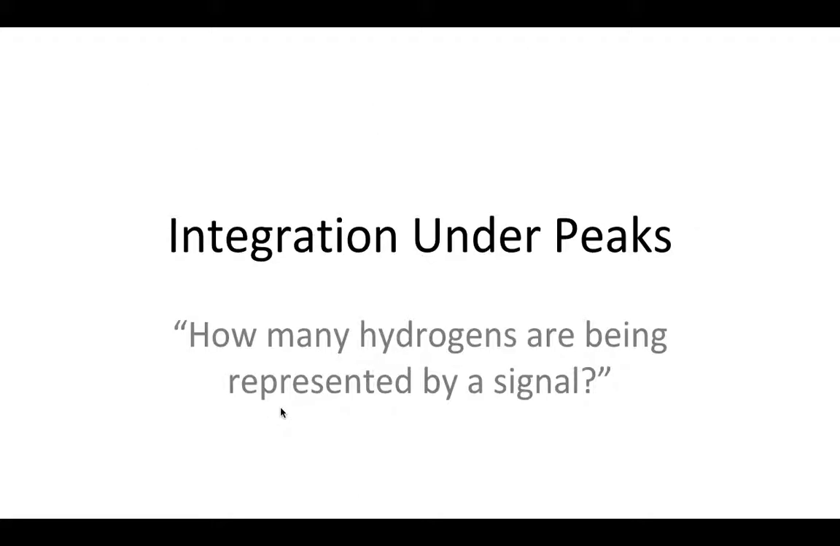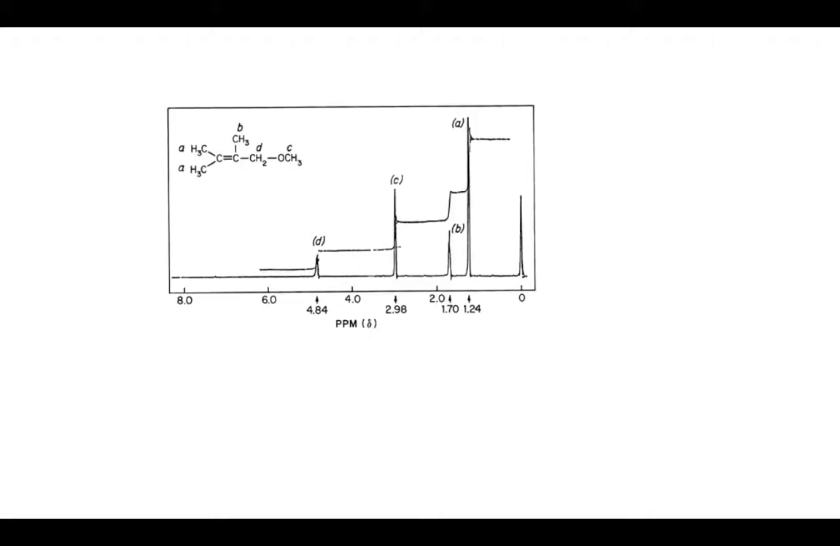All right, now another thing that we can tell is how many hydrogens are being represented by a signal, because the more hydrogens there are representing a certain peak, that peak should be stronger. It should be louder because more hydrogens are giving off that energy. Here's a molecule that has different hydrogens labeled with these different letters.